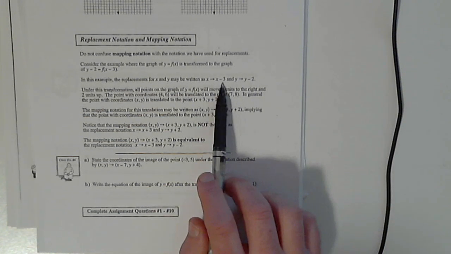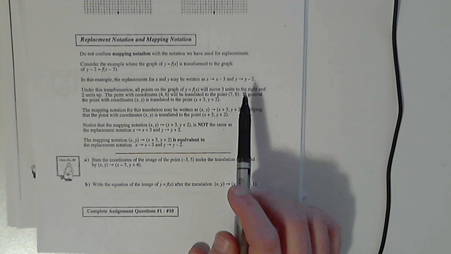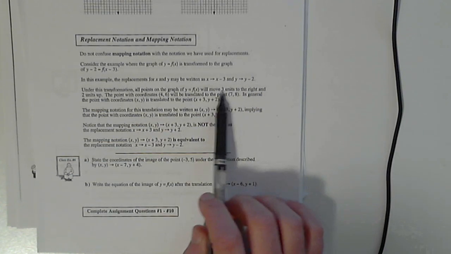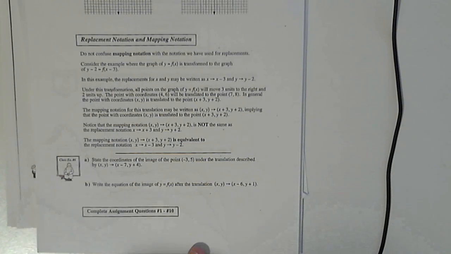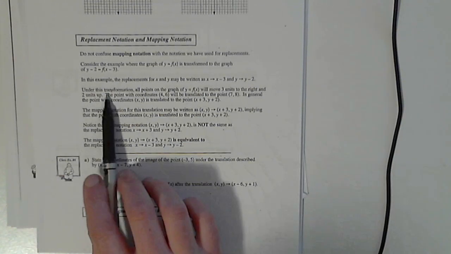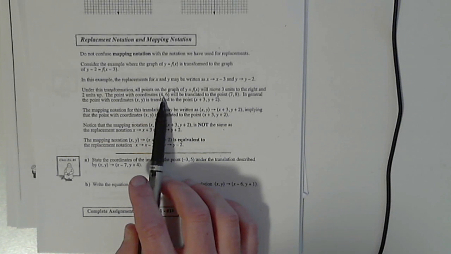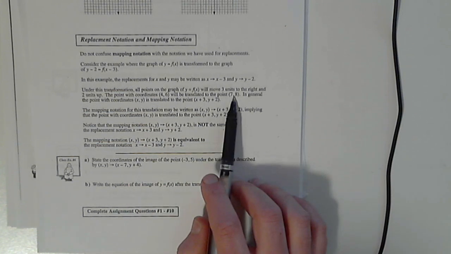So it doesn't mean you subtract 3 and subtract 2 from your numbers. You actually have to add, move 3 units to the right and 2 units up. So you have to actually add them. So a point with coordinates 4, 6 will actually be translated to the point 7, 8.